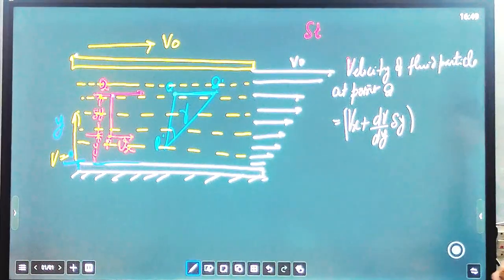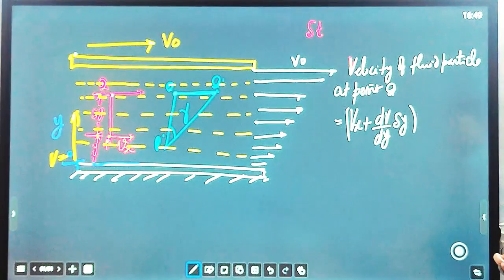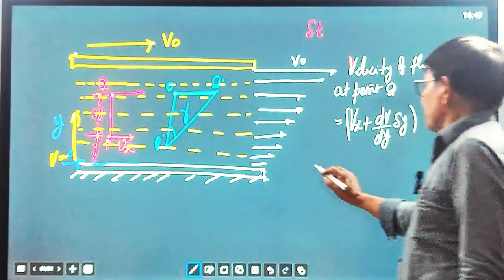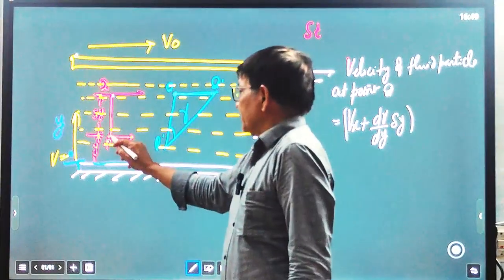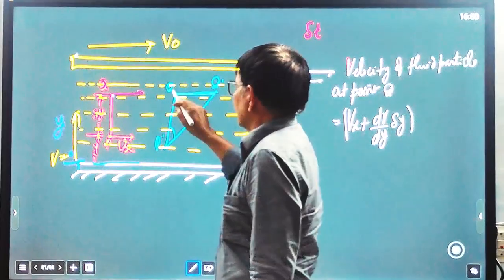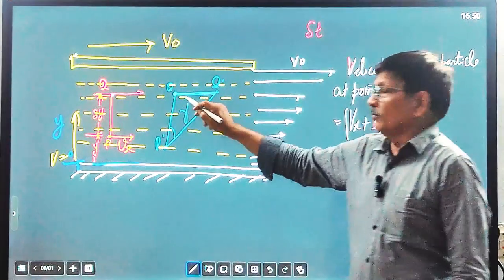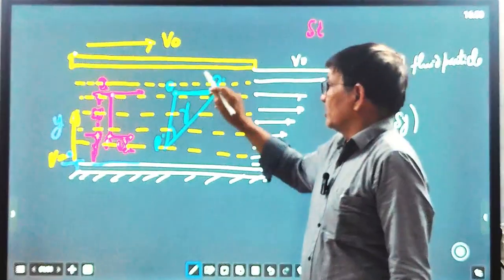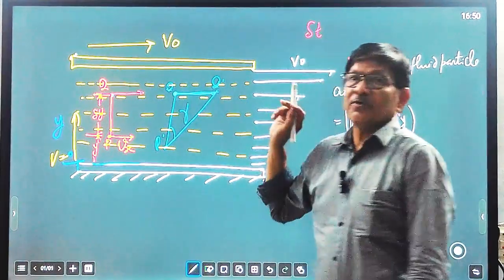Q dash upon P dash Q, that is gamma. So we have to find out gamma. What is gamma? Gamma means the strain developed, because in del t time P reaches P dash and Q reaches Q dash. If there were no variation in velocity, then Q would be at this point, but Q is reaching Q dash. So we have to find out Q Q dash.